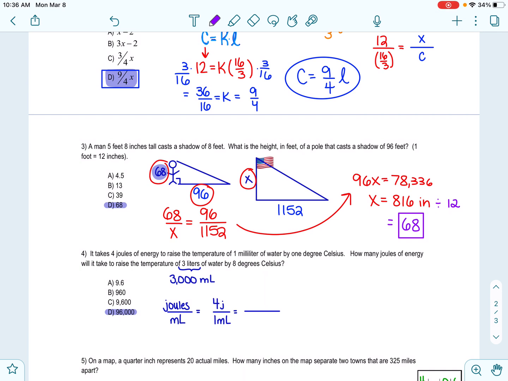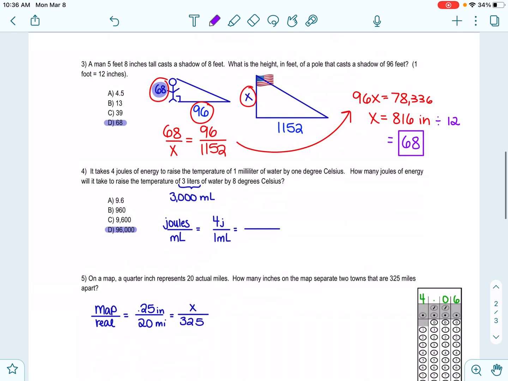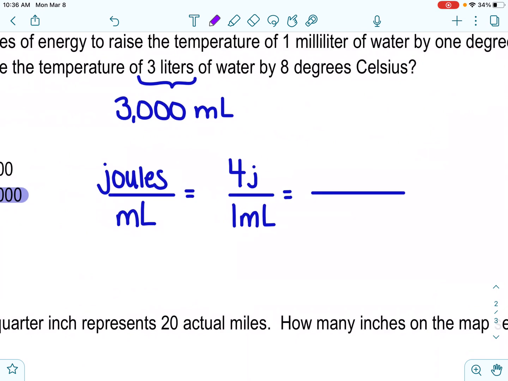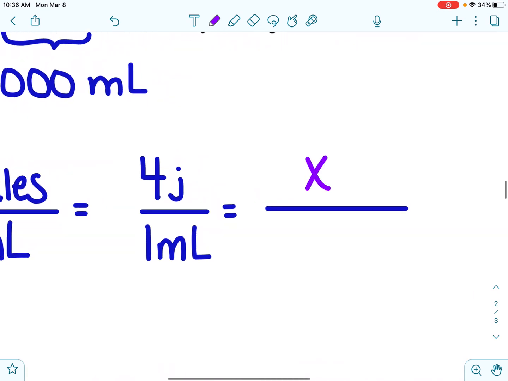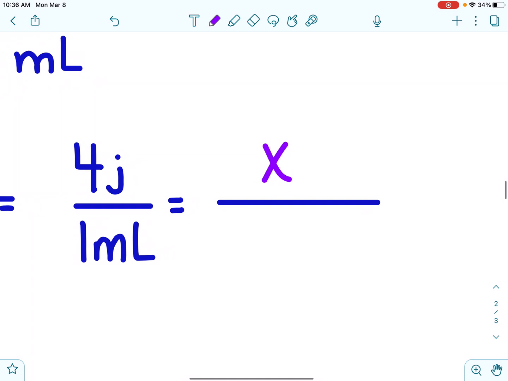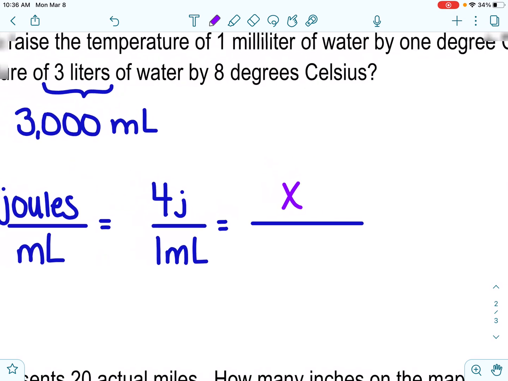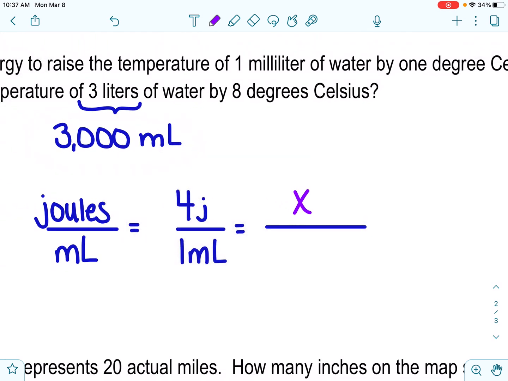All right, next problem. So this one says, it takes 4 joules of energy to raise the temperature of 1 milliliter of water by 1 degree. How many joules will be needed to raise 3 liters of water by 8 degrees? Okay, so let's make a proportion with joules to milliliters. So 4 joules will warm up 1 milliliter, okay? Now, how many joules will heat up 3 liters, which, by the way, is 3,000 milliliters?